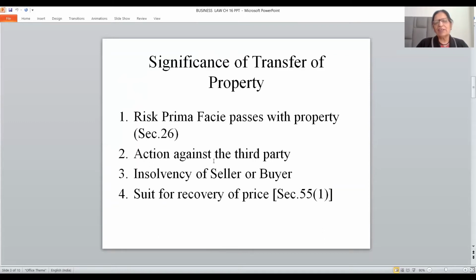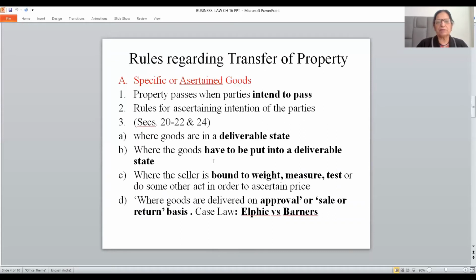Can the seller recover the price from the buyer or not? If the ownership has passed, then the seller has the right to recover the price from the buyer. But if the ownership has not passed, and there is any default on the part of the buyer, then the seller can only recover damages. He has no right to file a suit against the buyer for the recovery of price where the ownership has not passed.